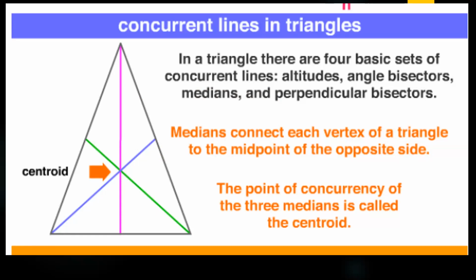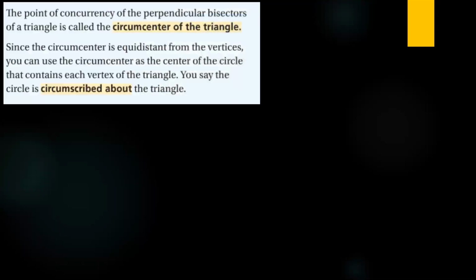If it is for the medians, we call it the centroid. If they are angle bisectors, we call it the incenter. If they are perpendicular bisectors, we call it the circumcenter. Let's start now with the circumcenter, with the perpendicular bisectors.